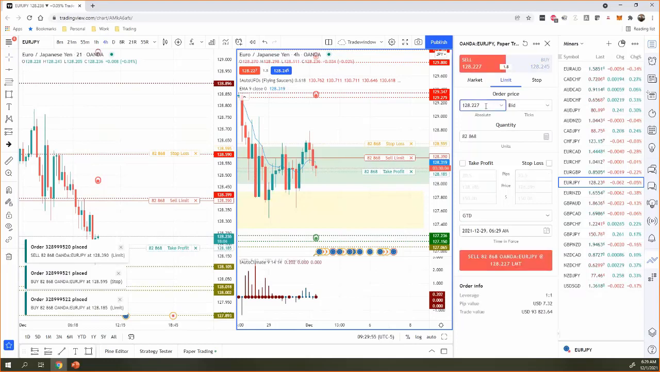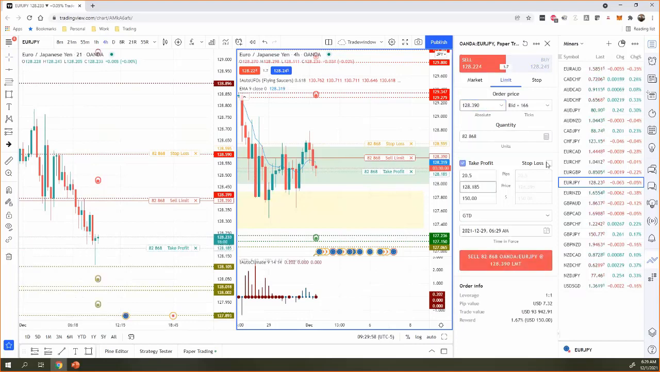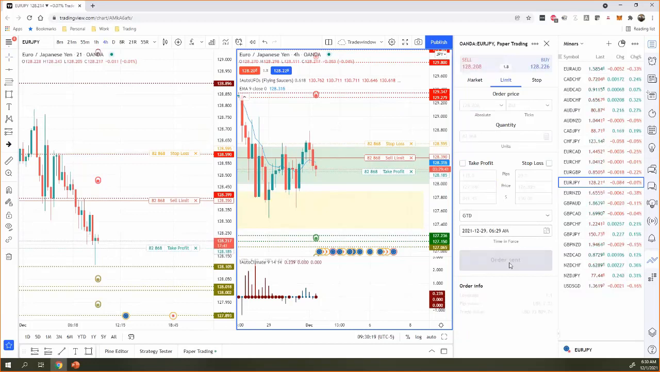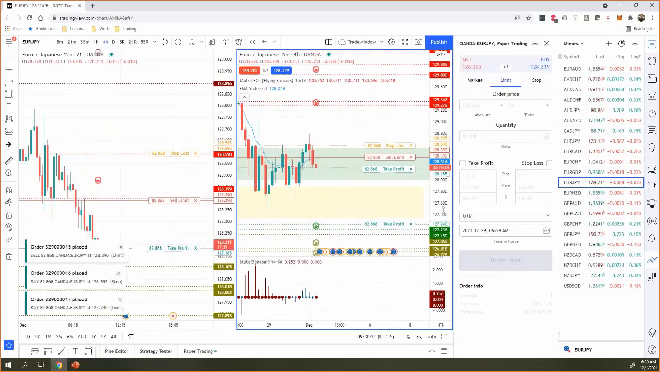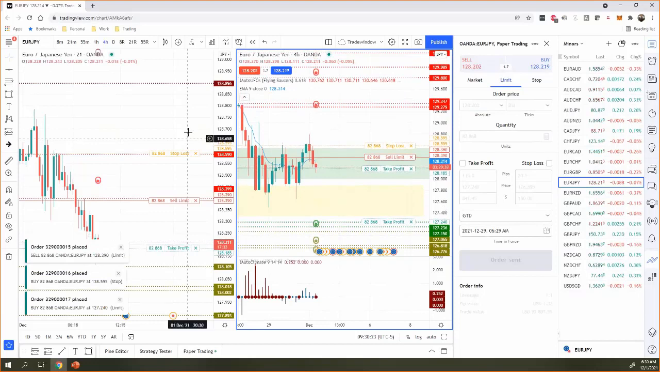Same thing again, 128.39. Take profit, stop loss, stop remains the same. Our final target is 127.236. I'm just going to round this up to 24. And the same thing, good till 12.29. Sell that. All right, there it is. I'm like, order sent, but I don't see it.